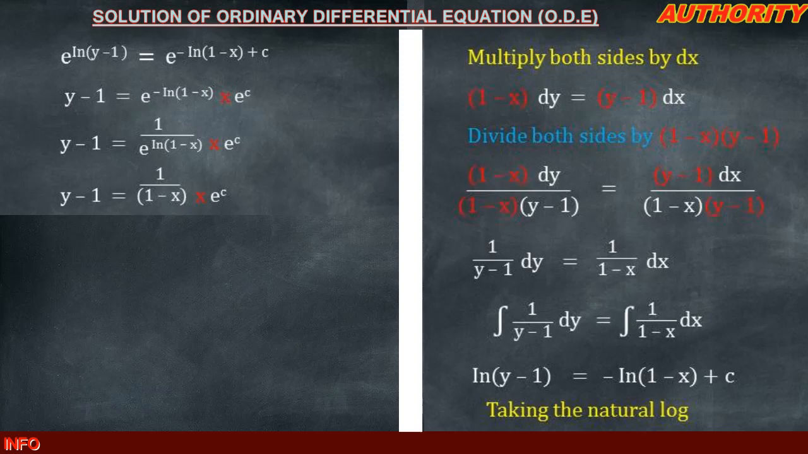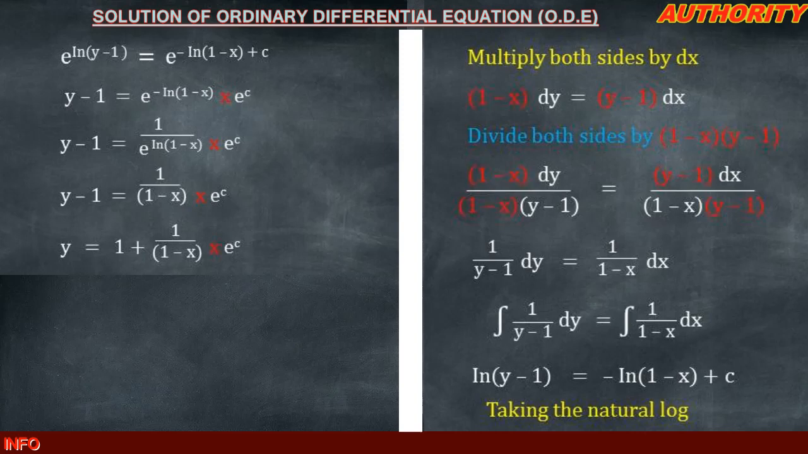Here we have y minus 1 is equal to 1 all over 1 minus x multiplied by exponential c. Okay, good. From this place, let's take this minus 1 in the left hand side to the right hand side. Remember, we want to make y the subject, okay? So taking this minus 1 to the right hand side, it will change to positive. So we're going to have y is equal to 1 plus 1 all over 1 minus x times exponential c.